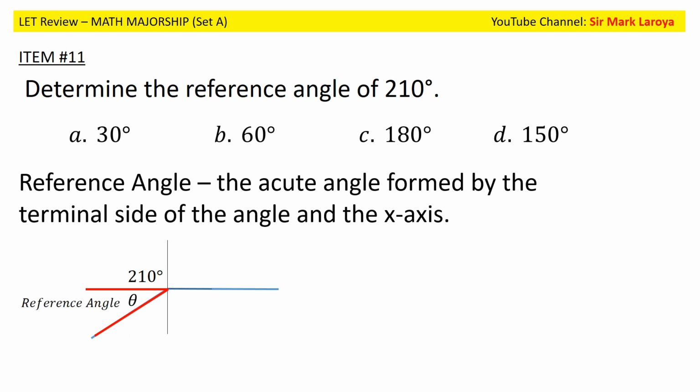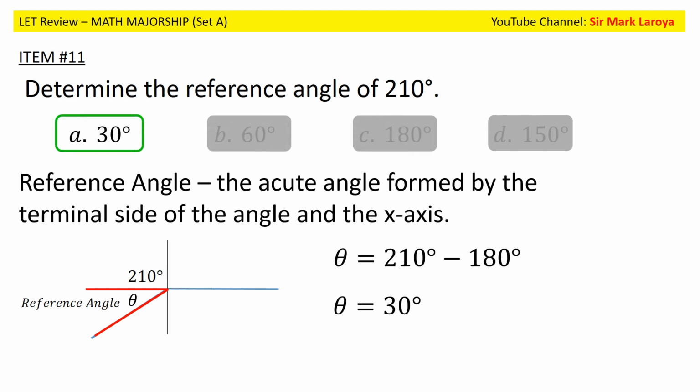Now, to get the value of our reference angle, since siya yung lumagpas na doon sa 180 degrees along x-axis, so 210 now will simply be subtracted with 180 degrees para makuha natin yung value ng angle na acute angle na na-form ng terminal side at ng negative x-axis. So, the reference angle now will be equal to 210 minus 180, that will give us 30 degrees. So, the answer here is letter A, 30 degrees.